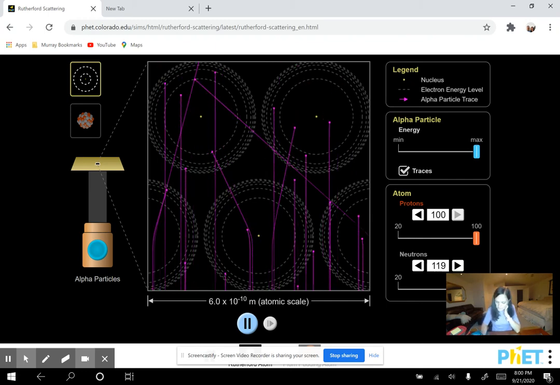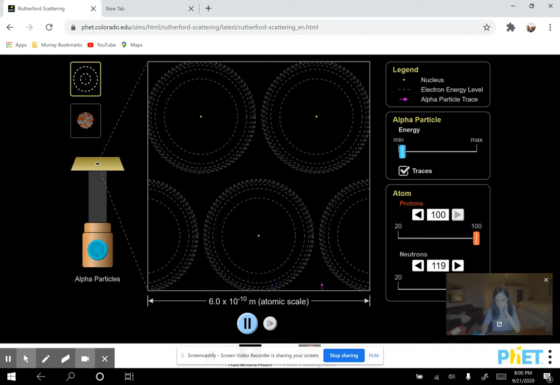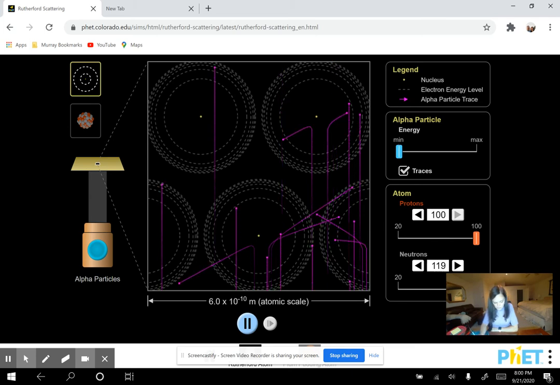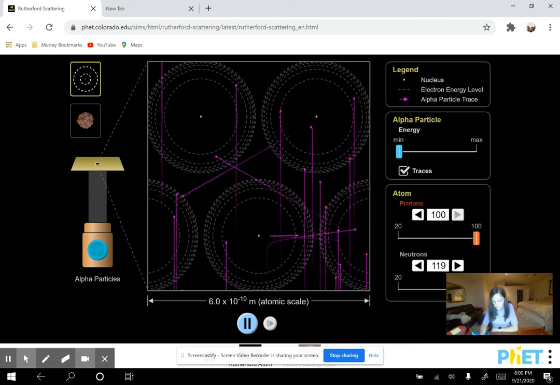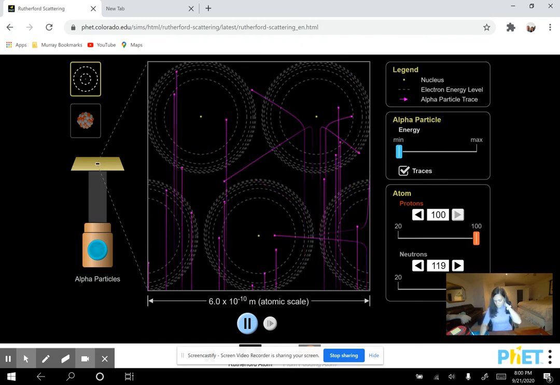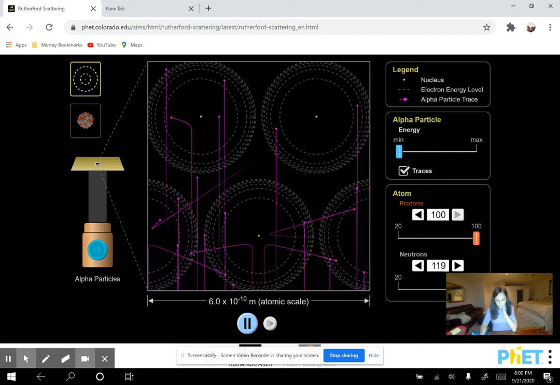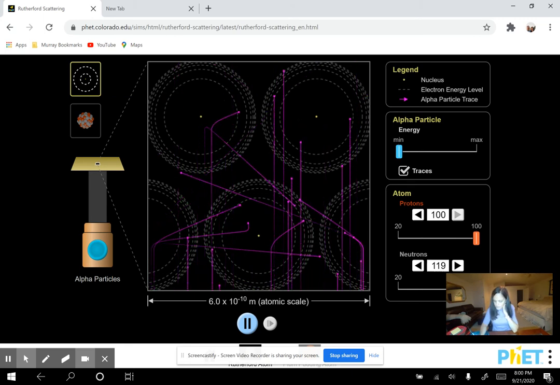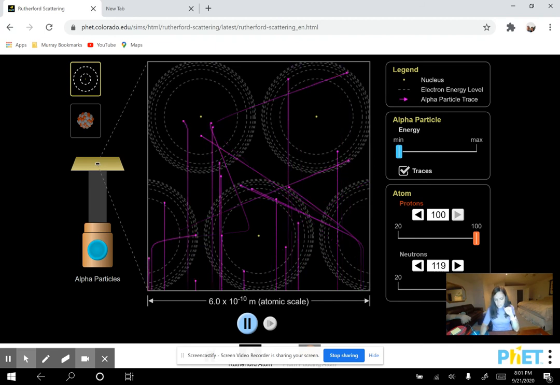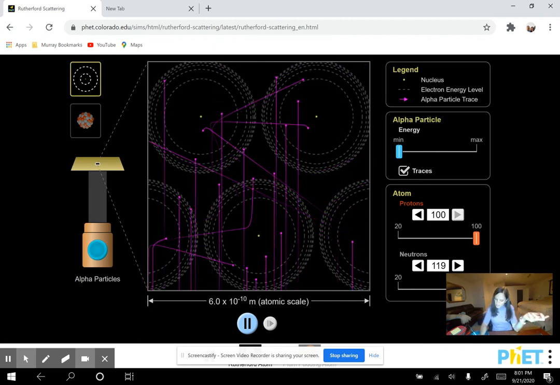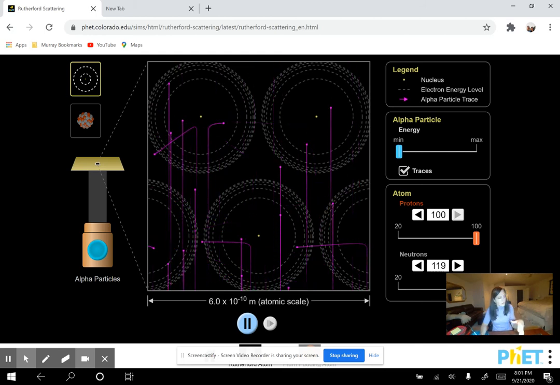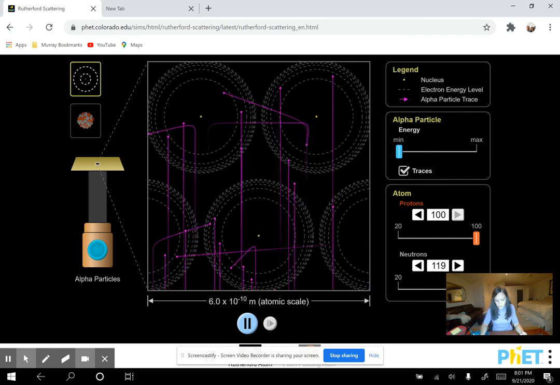Okay, what if we minimize, sorry, that's my dog. What if we minimize the energy? Let's see what the scatter pattern does. Does that change the scatter pattern? So if changing the energy changes the scatter pattern, why do you think it does that? Think of a reason of why or why not those patterns are changed.